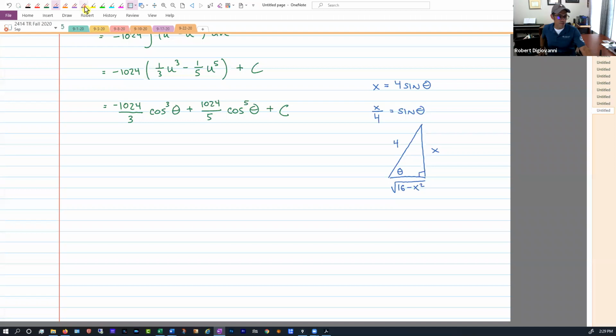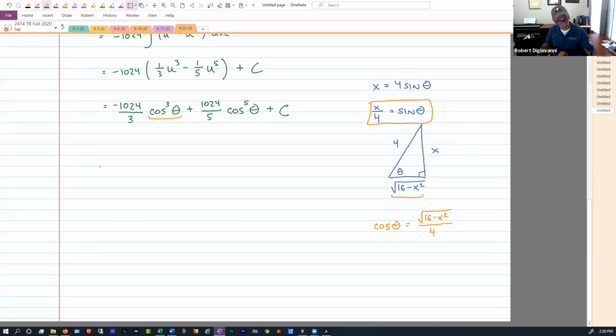So I'm trusting all of you that you know how to get this side, right? Just use the Pythagorean theorem, a squared plus b squared is c squared, and solve for that side. Now, why did I do this reference triangle? We want to know what cosine theta is, right? We know what sine theta is, and using the triangle, we can get cosine theta. Cosine theta, according to this triangle, is adjacent over hypotenuse.